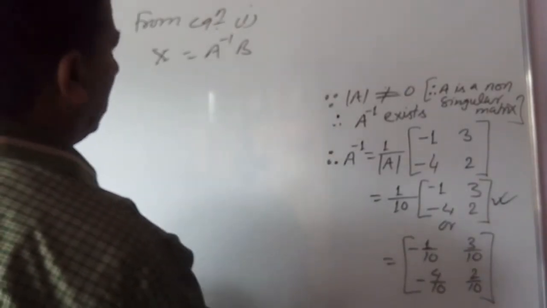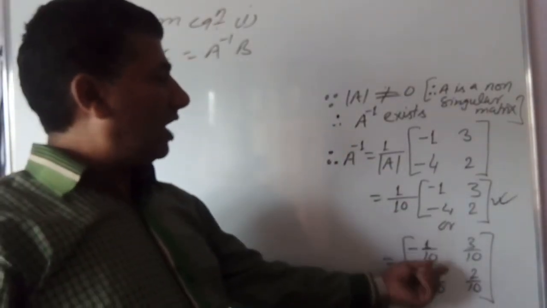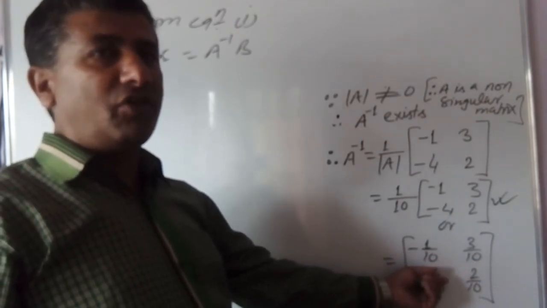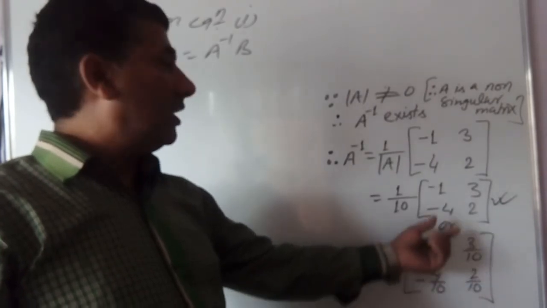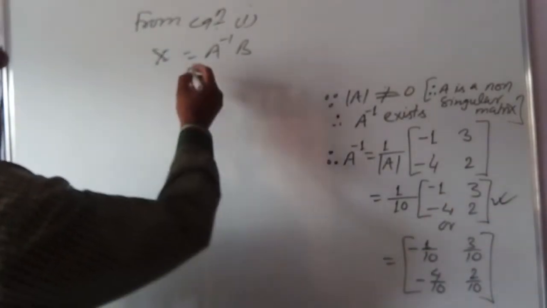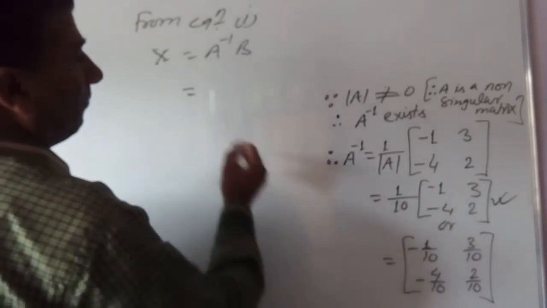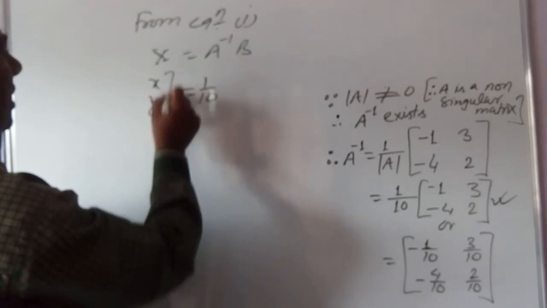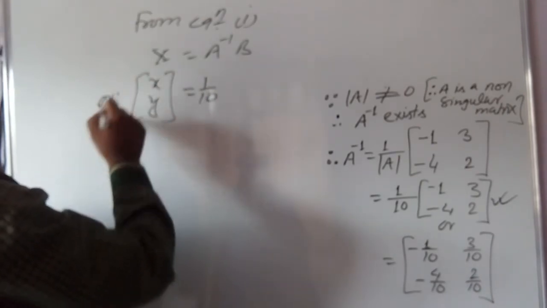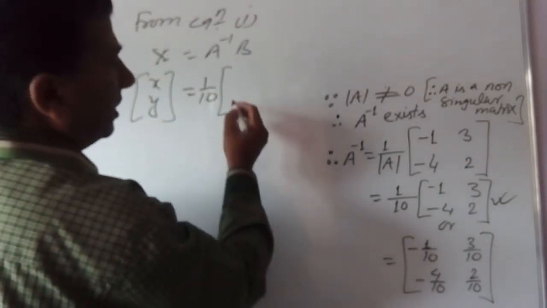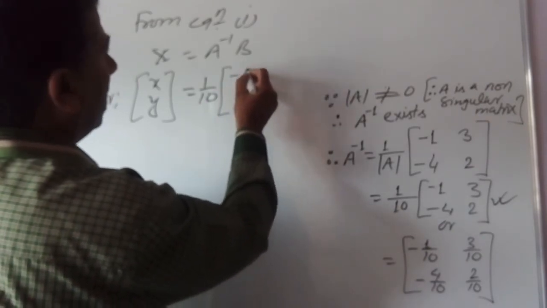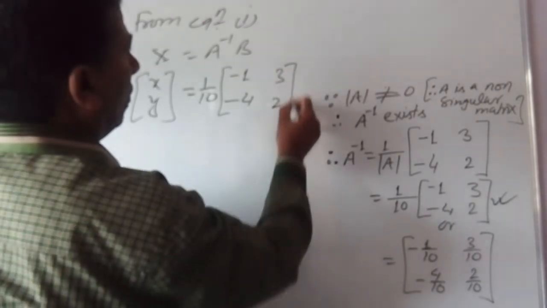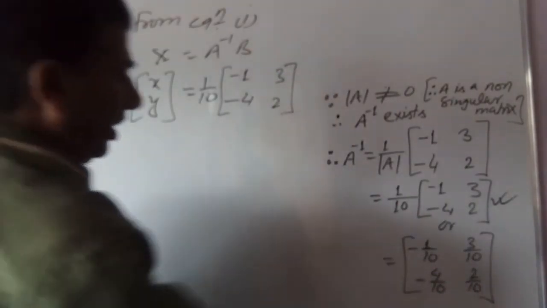Now we have to write the value of A inverse. I do not write the fractional form because all the elements are in fraction, and it would be difficult for you to multiply. Now I'll take this one. A inverse means 1 by 10 times the matrix minus 1, 3, minus 4, 2. And this X means matrix XY.